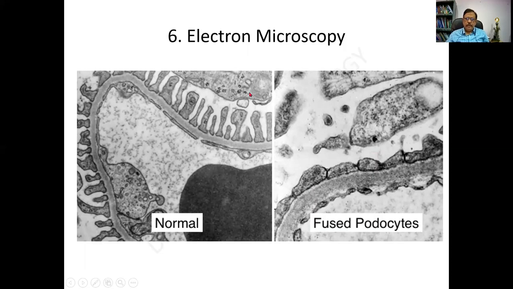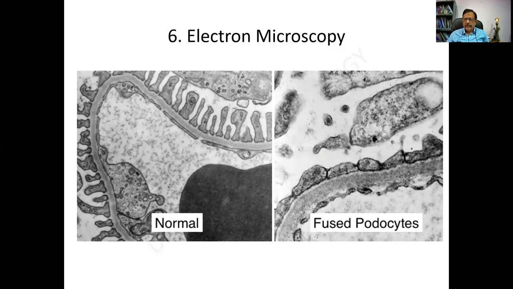Look at this electron microscopic picture. This is the capillary lumen. This is the endothelium. And this is the epithelium externally. And this gray one is the basement membrane. So here I am seeing multiple foot processes of the epithelial cell.